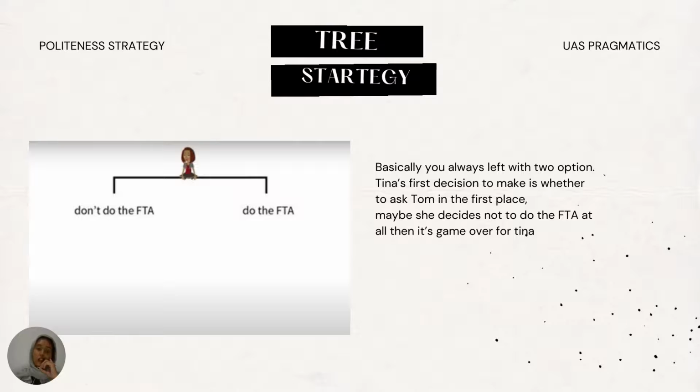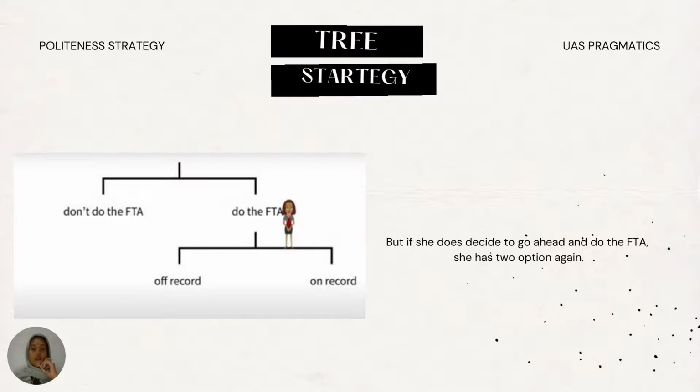Tina's first decision to make is whether to ask Tom in the first place. Maybe she decides not to do the FTA at all, then it's game over for Tina. But if she does decide to go ahead and do the FTA, she has two options again. The option is off record or on record.